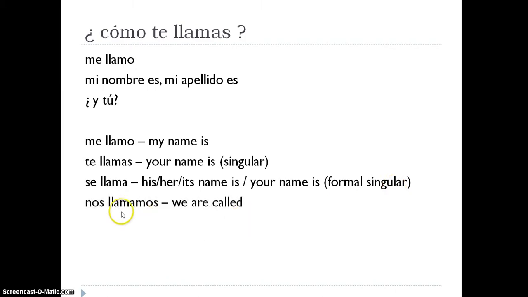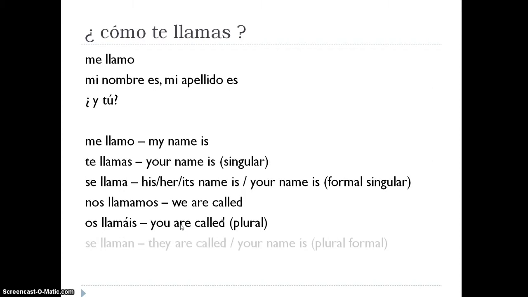We are called, nos llamamos, we are called. You are called, plural but informal, so you're talking about lots of people, os llamáis. And the last one, se llaman, they are called. Or if you're being formal to lots of people, your name is, and they're plural formal. So, you notice that the beginning bits change and the end bits change as well. But you can insert these into the question at the top here.